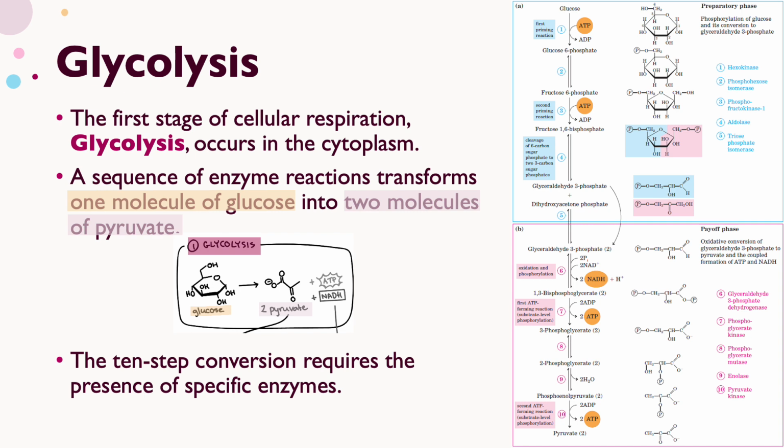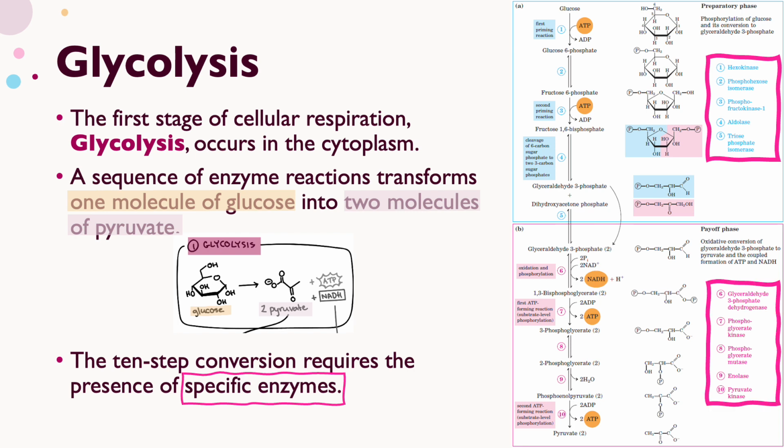So the first stage of cellular respiration is glycolysis, and it occurs in the cytoplasm. A sequence of enzyme reactions transforms 1 molecule of glucose into 2 molecules of pyruvate. The 10-step conversion requires the presence of specific enzymes: hexokinase, phosphohexose isomerase, phosphofructokinase, aldolase, triose phosphate isomerase, glyceraldehyde 3-phosphate dehydrogenase, phosphoglycerate kinase, phosphoglycerate mutase, enolase, and pyruvate kinase.